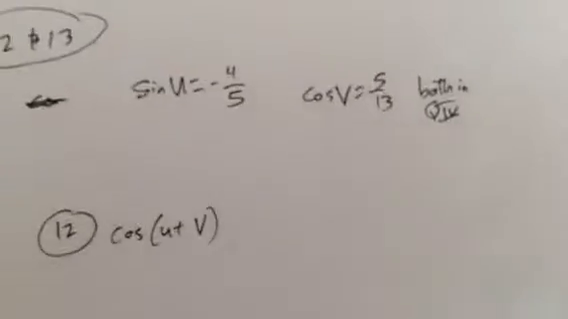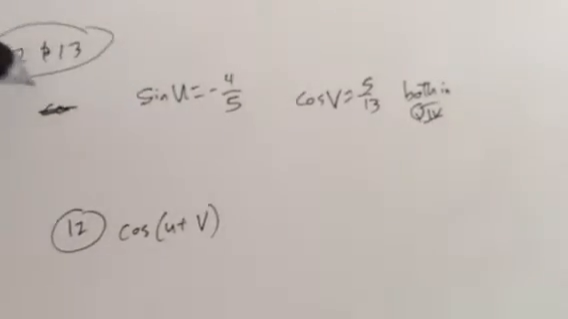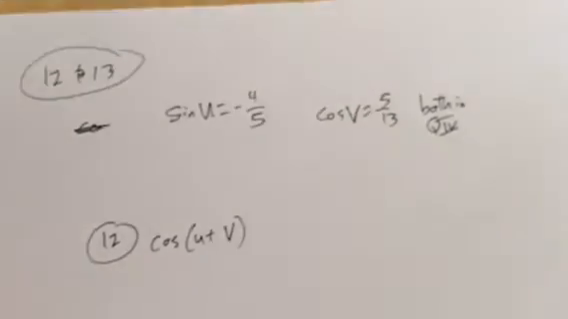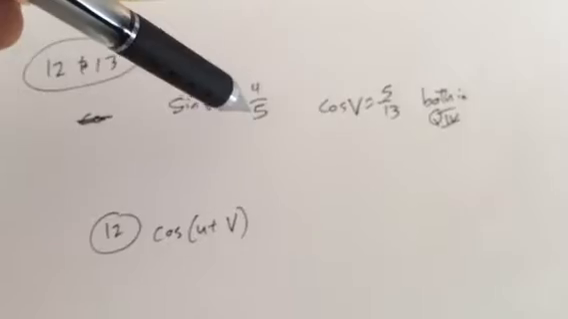It's Math 142, final practice test, problems 12 and 13. I'm going to do them together because they both have the same initial conditions. I know that sine of u is negative 4/5. I know cosine of v is 5/13, and both of these angles terminate in quadrant 4.